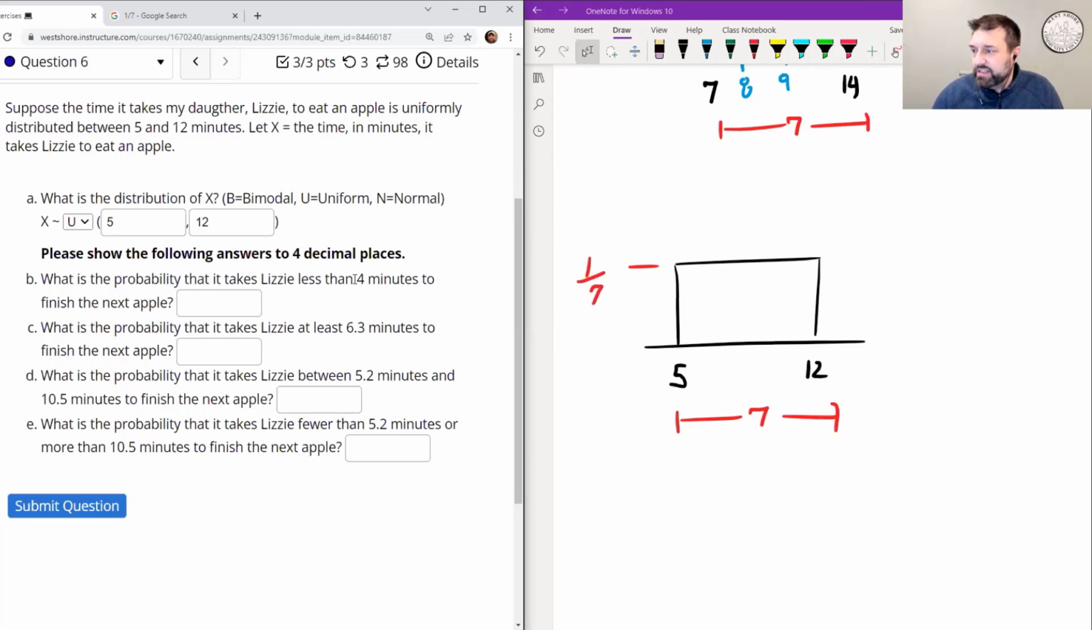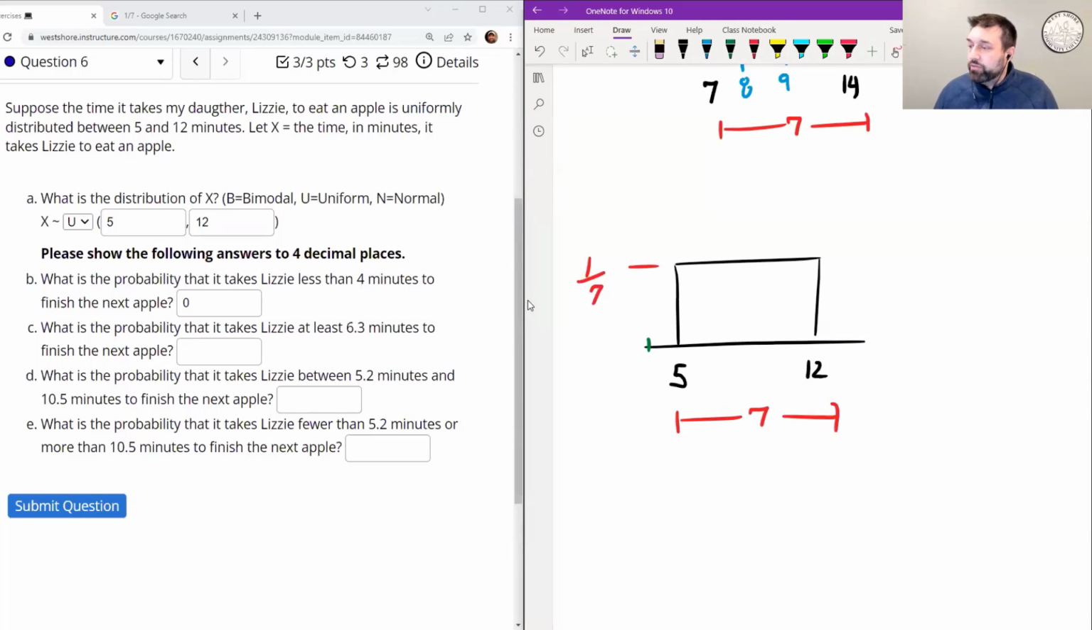So what is the probability that it takes Lizzie less than 4 minutes? So if we put a 4 here, what is the probability that it's less than 4? 0. Our minimum value from the given information is a minimum of 5. The probability that it takes her less than 4 is 0. It's outside of our box. There's no data there. So this is 0. That probability would be 0. It's outside of our drawing here, okay?